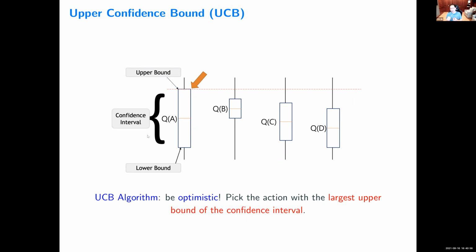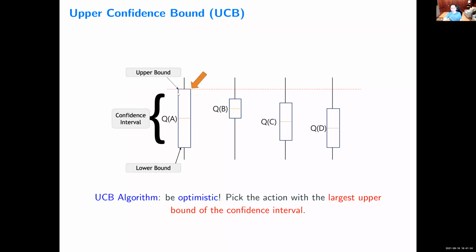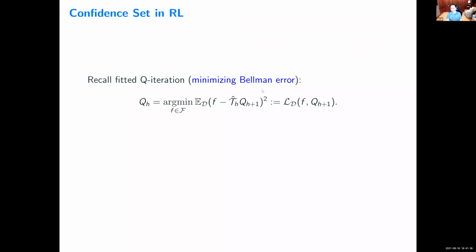So the high-level principle is that I want to be optimistic. I'm assuming the best in my confidence set, and I pick according to that. This way, I can do efficient exploration. It turns out this strategy can be extended to reinforcement learning. It's kind of an old story for tabular reinforcement learning. But what's new for function approximation is how we design this confidence set so that we can apply this upper confidence principle.